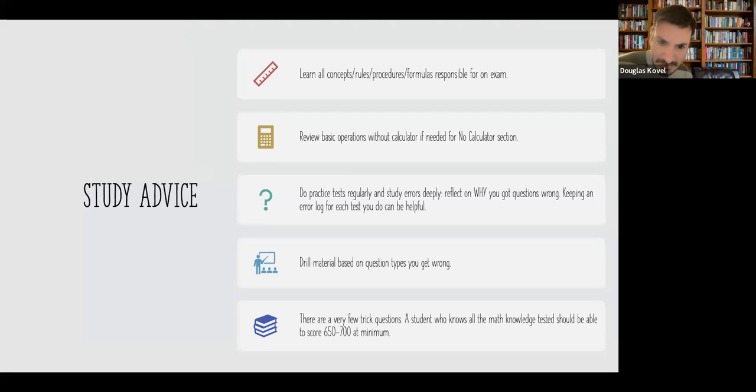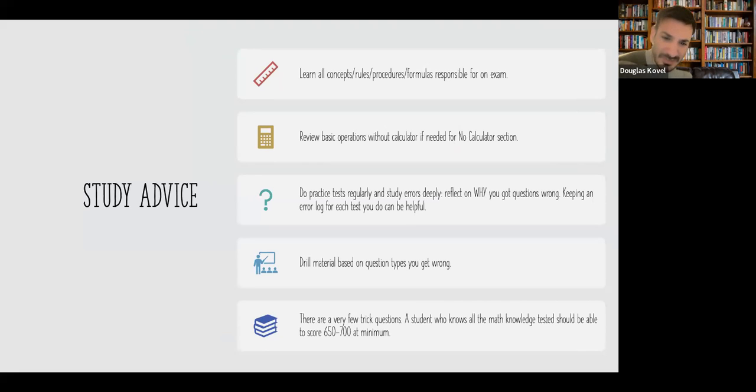And then finally, this last thing isn't really advice, but more of a general comment on the math section of the SAT as it exists now. For the most part, there are very few trick questions. So a student who really knows all the math knowledge tested should be able to get at least a 650 to 700 minimum, assuming they don't make any careless errors.